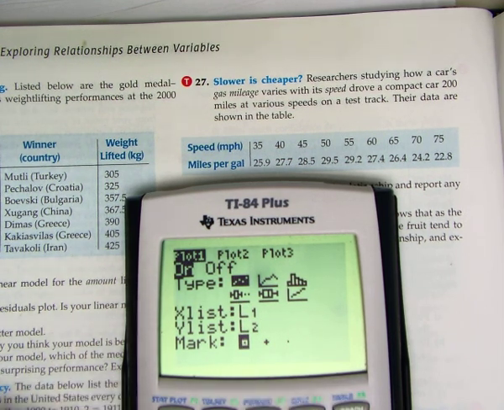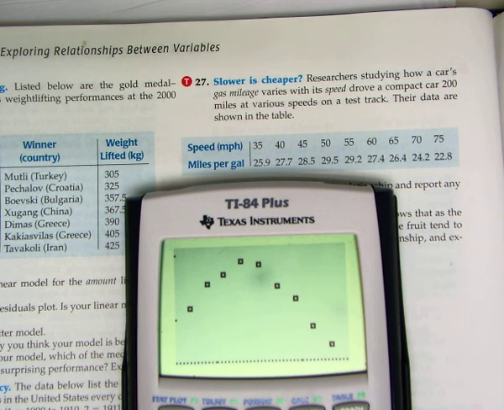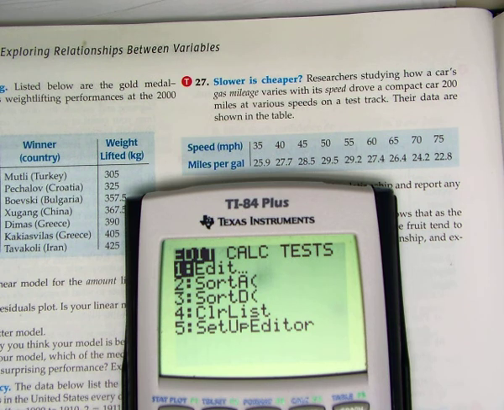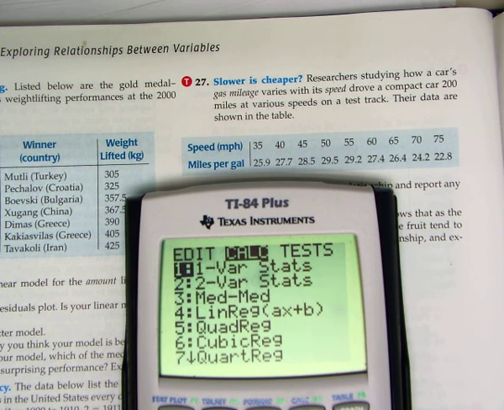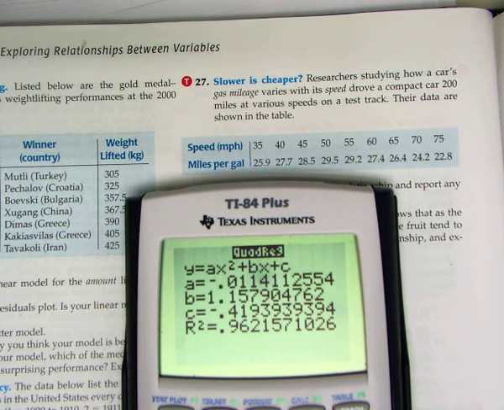And so I have that right there, right? Now that looks like a quadratic to me. So let's see what happens if I calc a quadratic model. So that's what the model looks like, right?